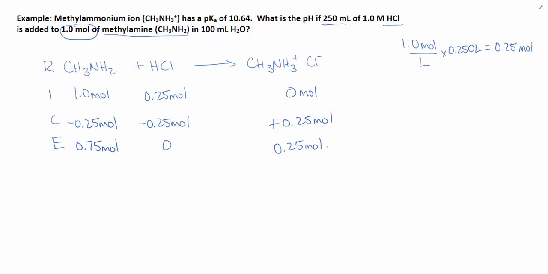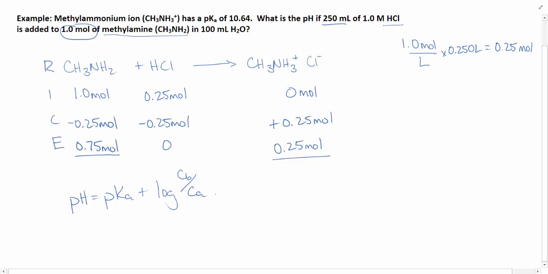Now we can recognize that we have a weak base and its weak conjugate acid within a 10-to-1 ratio, which means that we have a buffer, so we're able to use the Henderson-Hasselbalch equation. So our pH is equal to the pKa plus the log of the moles of conjugate base over conjugate acid. And so here our pKa was given in the question for the conjugate acid. It was given as 10.64.